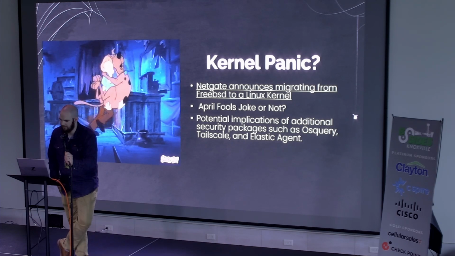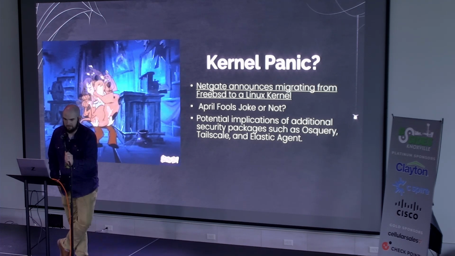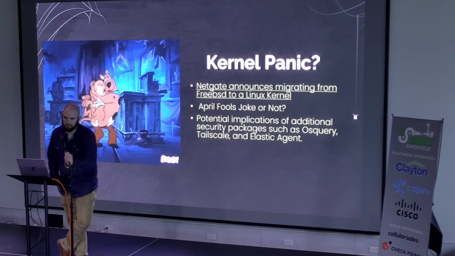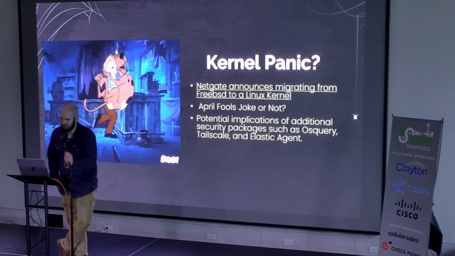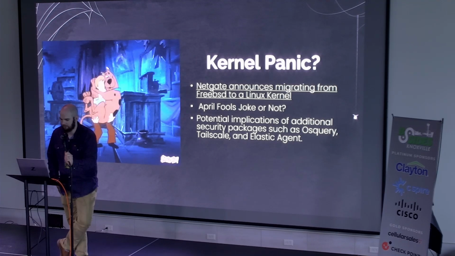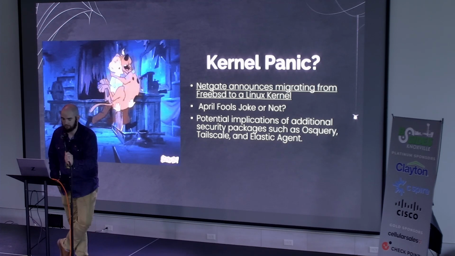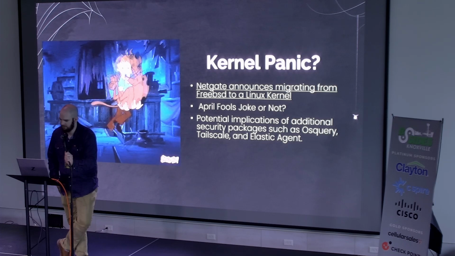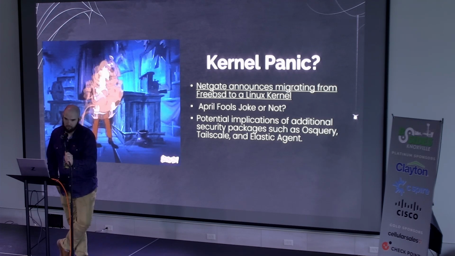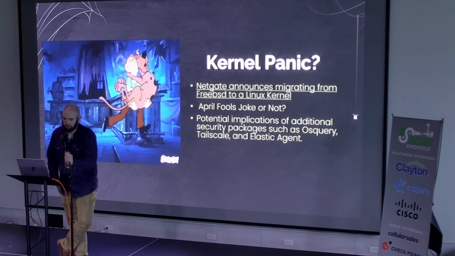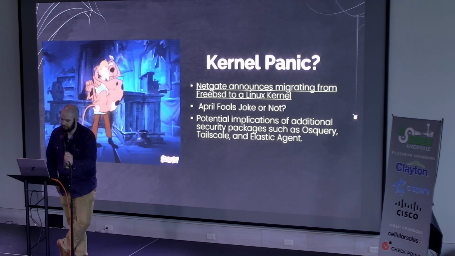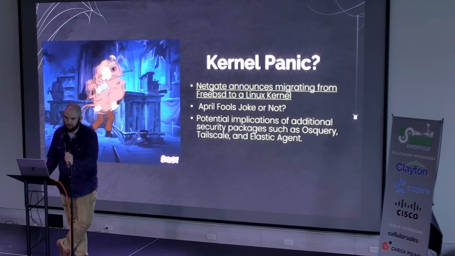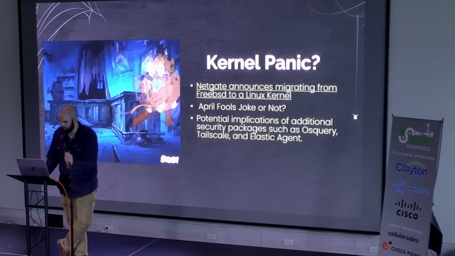Could go either way. I think if anybody has had the pain of dealing with the FreeBSD ports and their fresh ports, a lot of things aren't supported. So there could actually be some really great gains for them switching over to a Linux kernel. Some examples of that are other open source security packages, such as OSQuery, Tailscale, or even just Elastic agents, to be able to get other EDR agents onto your firewall.